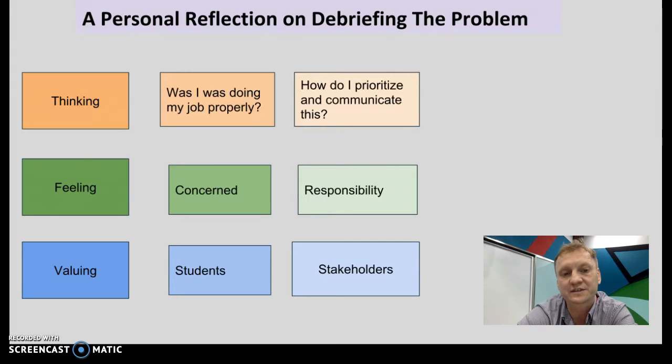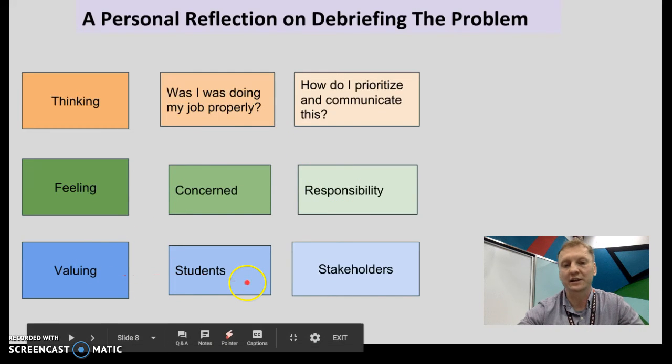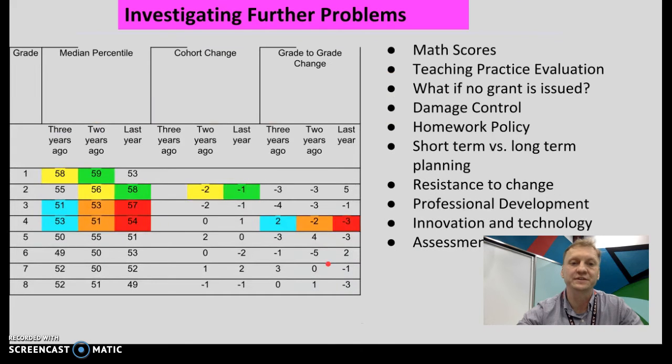So my feeling is concerned. I feel concerned for my students, for the parents, for the overall learning culture, because people are blaming teachers on their instruction techniques. And I feel a sense of responsibility, again, coming back to, was I doing my job properly? And I value, most importantly, the students here, and I value the stakeholders, the overall school community. That's why we come to work every day, for our students.